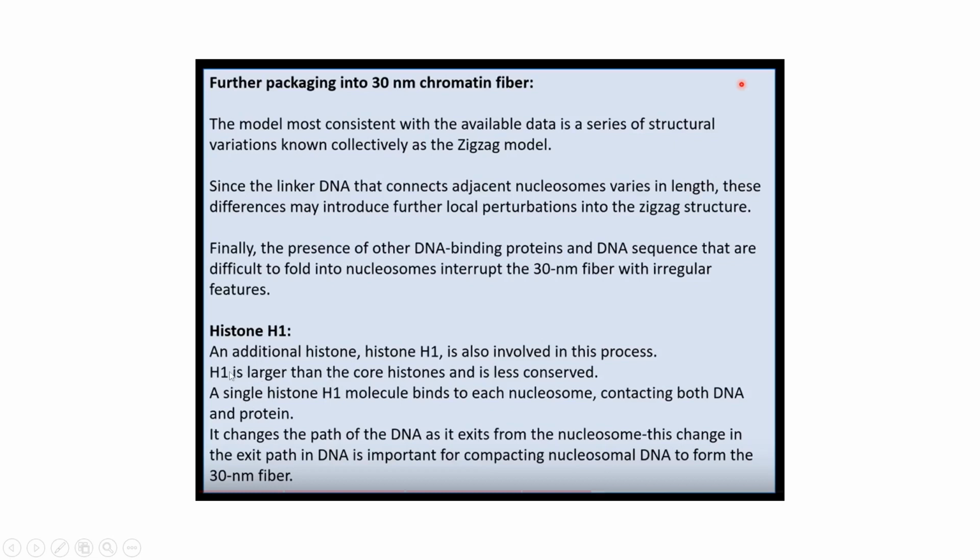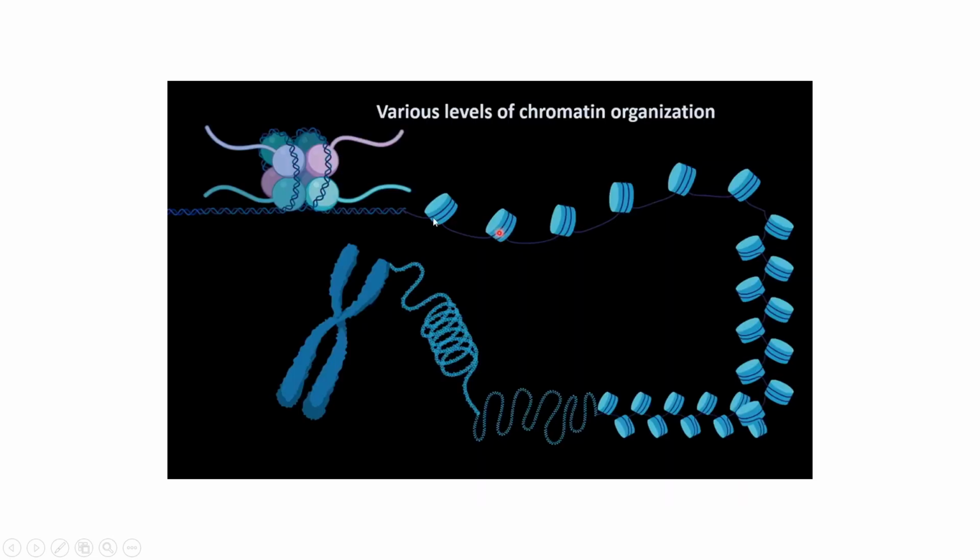And this histone H1 is larger than the core histones. It is less conserved. The histone core particle, which contains four histones, is conserved among different species. But histone H1 has different variants, and it is usually less conserved. So a single histone H1 molecule binds to each nucleosome, contacting both the DNA and the protein. So this histone H1 contacts the DNA at the linker. In the linker region it will bind, and it also contacts the nucleosome as well as the linker DNA.